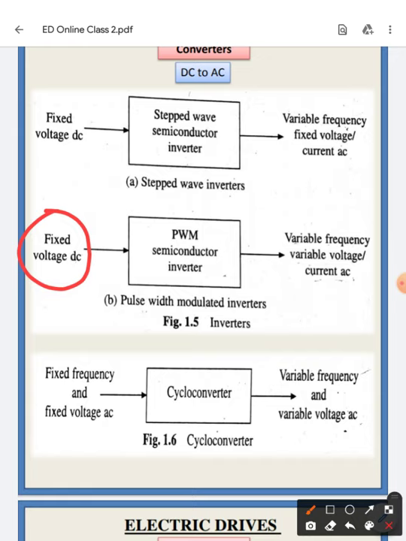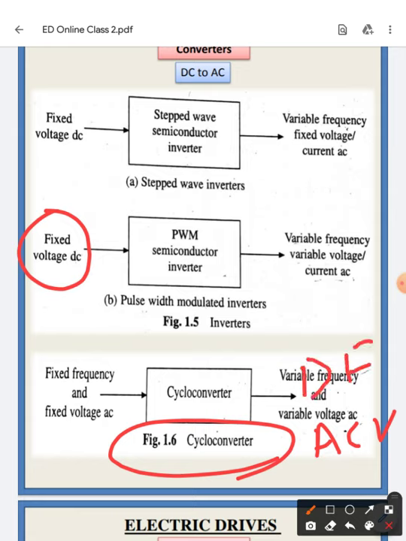Now the third one is called the cycloconverter. So what is the function of your cycloconverter? The cycloconverter will produce different AC level voltages at different frequencies, right?